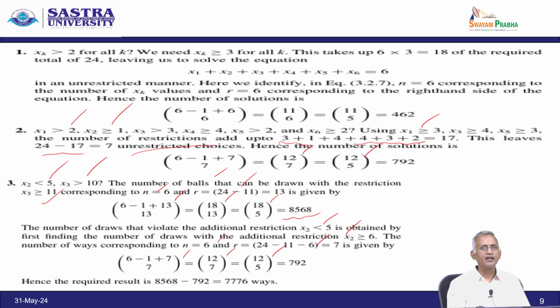Based on these ideas, we have a restriction of x3 is greater than or equal to 11 and x2 is greater than or equal to 6. Therefore, we have to subtract them from the previous value 8568 to 792, we have 7776 ways generated.